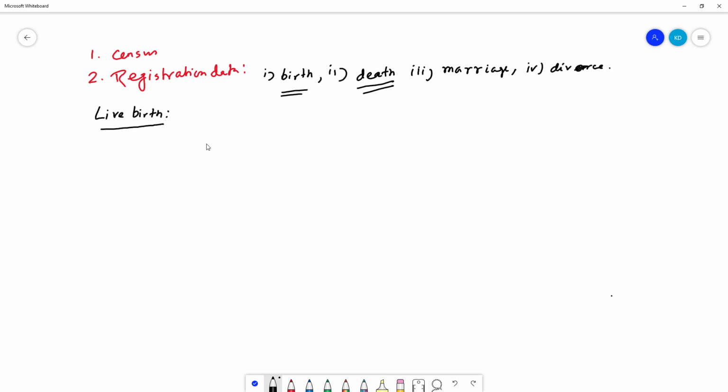Next, stillbirth. Stillbirth means death of a product of conception that has completed 28 weeks of gestation period prior to separation from its mother, the death being indicated by the fact that after separation the fetus does not show any sign of life.